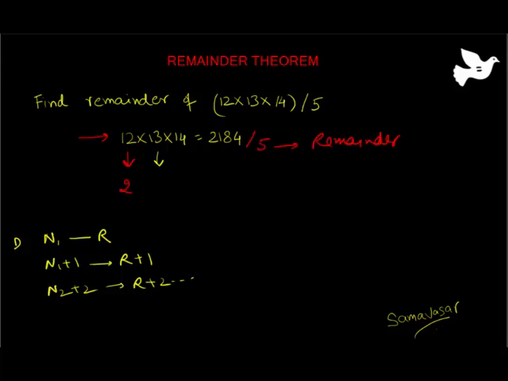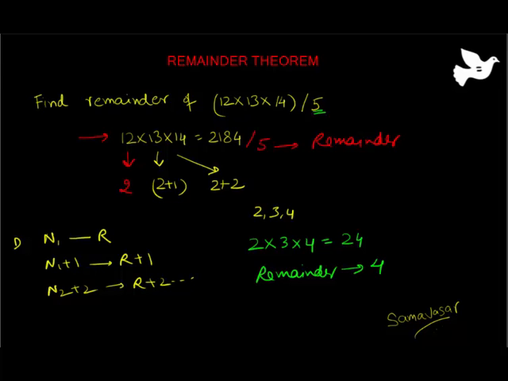So in case of 13, it is 12 plus 1, so the remainder will be 2 plus 1 here. 14 is 12 plus 2 or 13 plus 1, so here the remainder will be, if I take 2 as the base, 2 plus 2. So the remainders are 2, 3, 4. If I need to find the remainder, I will just multiply the three numbers and I get 24. Obviously 24 cannot be the remainder, it has to be less than the divisor here. So you divide 24 by 5 and the remainder is 4, which is the same thing you would have found here.